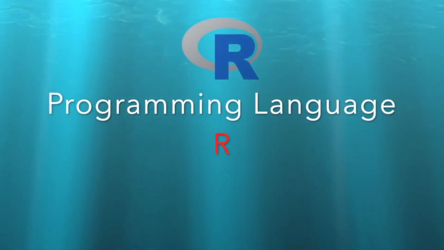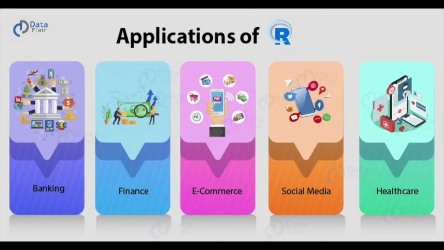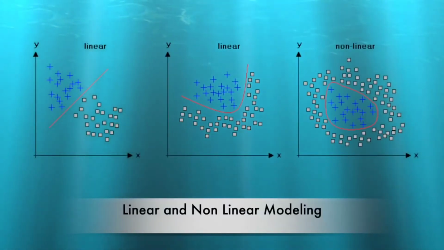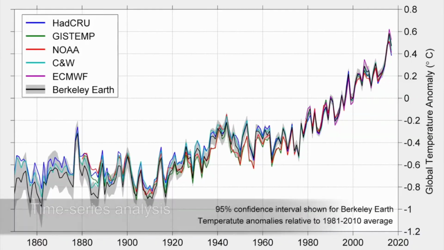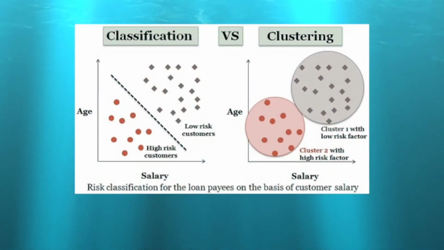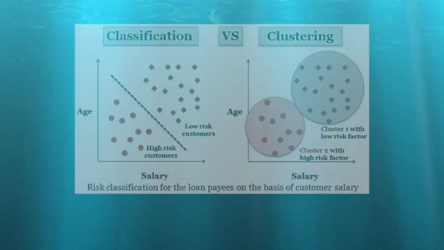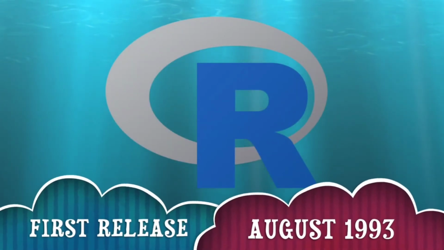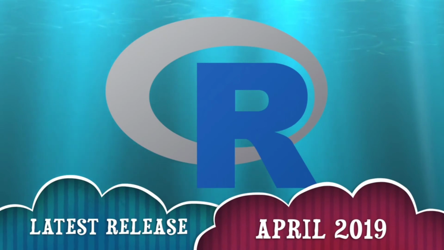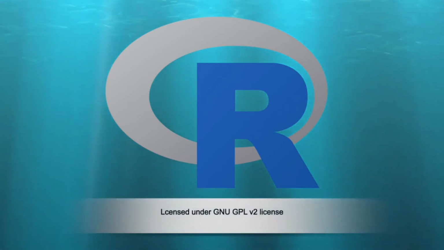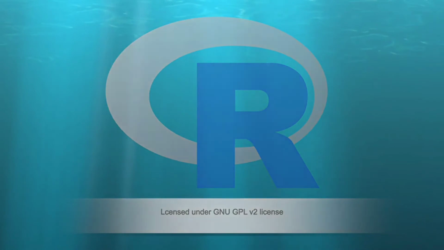Our next programming language is R. R is a free software environment for statistical computing and graphics, which includes linear and non-linear modeling, classical statistical tests, time series analysis, classification, and clustering. It is supported by the R Foundation for Statistical Computing. It was first released in August 1993, and its latest release is in April 2019. It is licensed under the GNU GPL version 2 license.